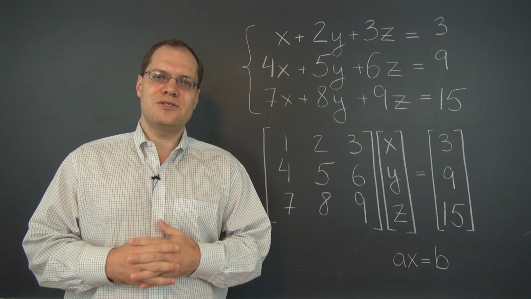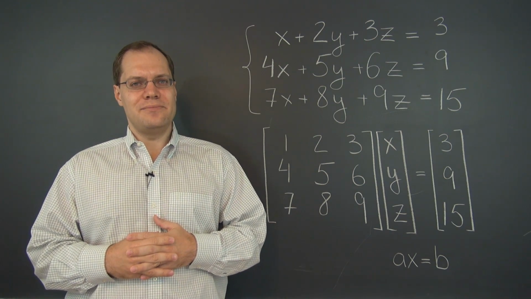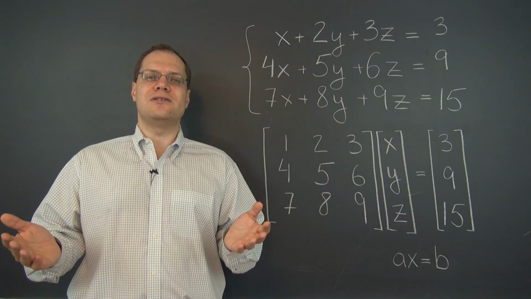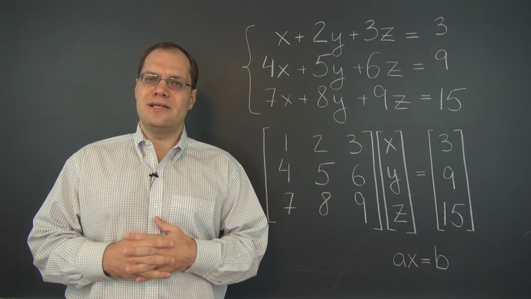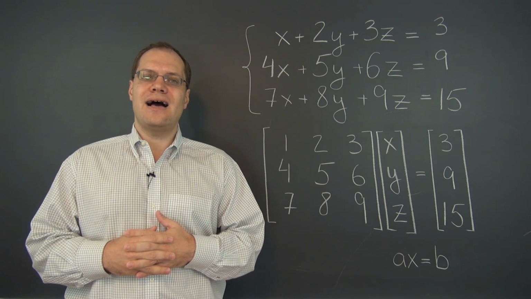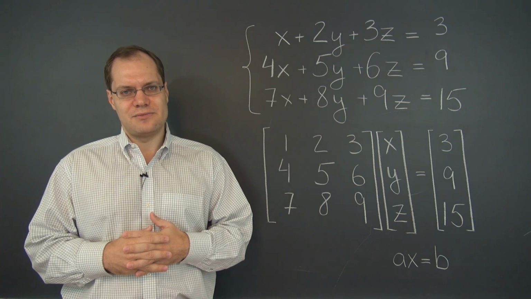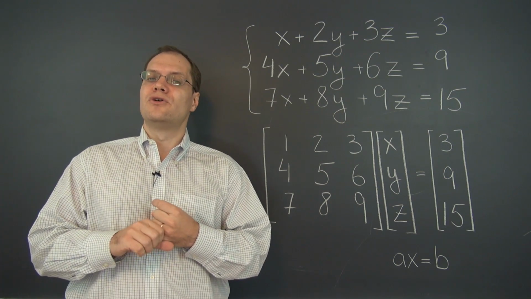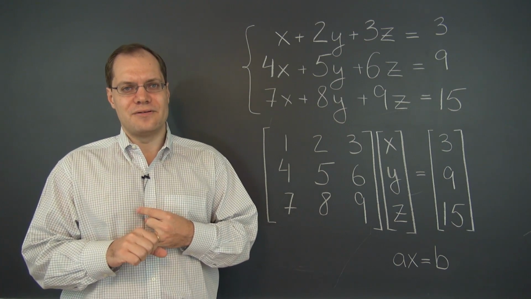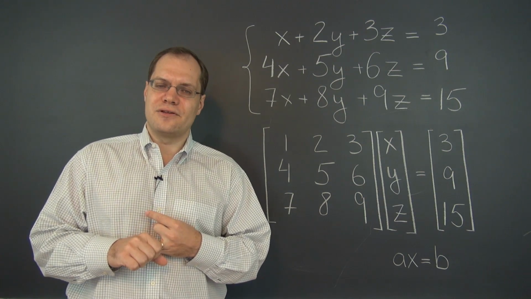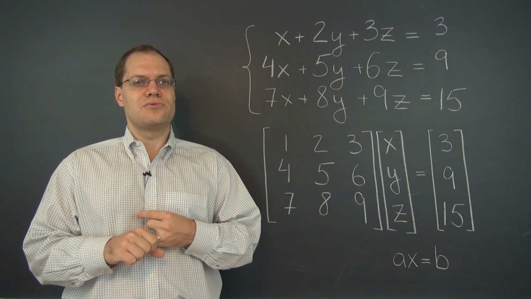All right, let's now talk about Gaussian elimination. What is Gaussian elimination? Gaussian elimination is a robust algorithm for solving linear systems. Let me now define the words robust and algorithm. I'll start with algorithm. An algorithm is a recipe.